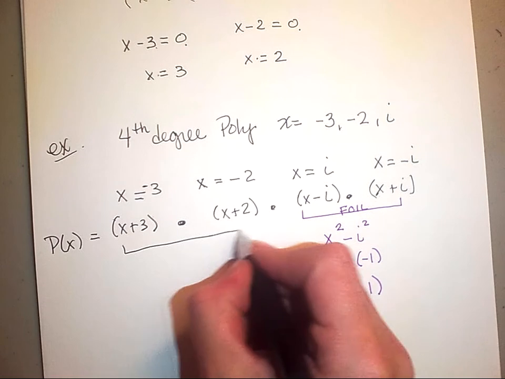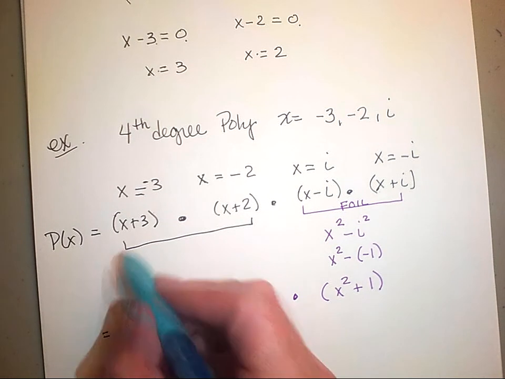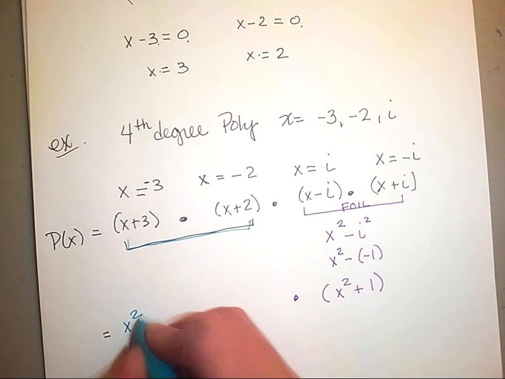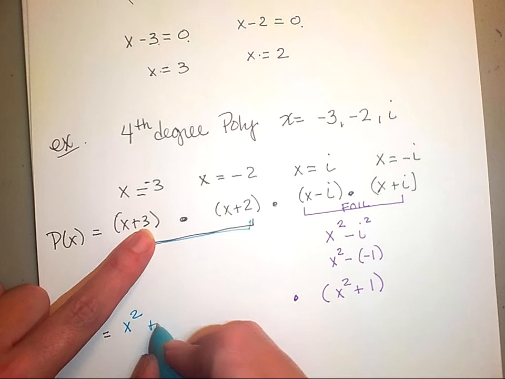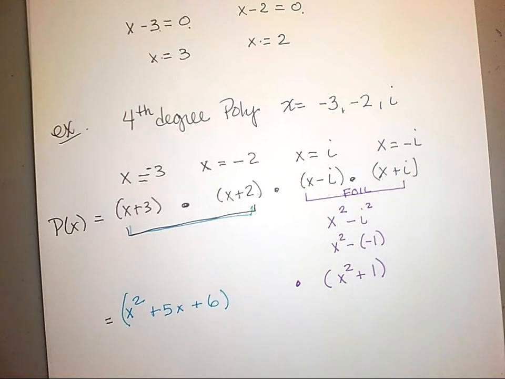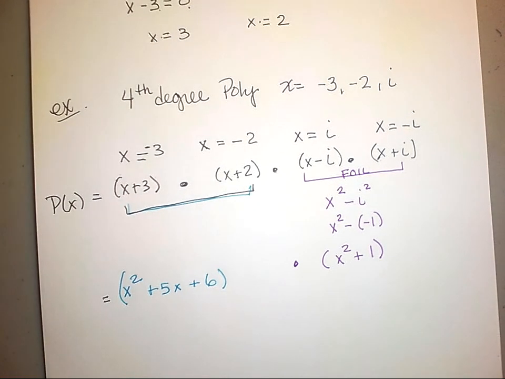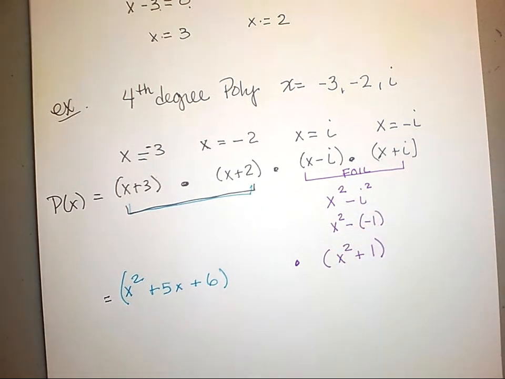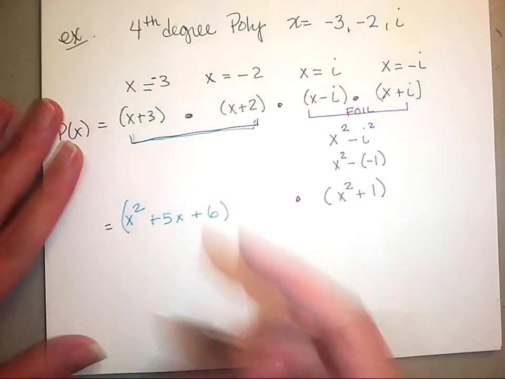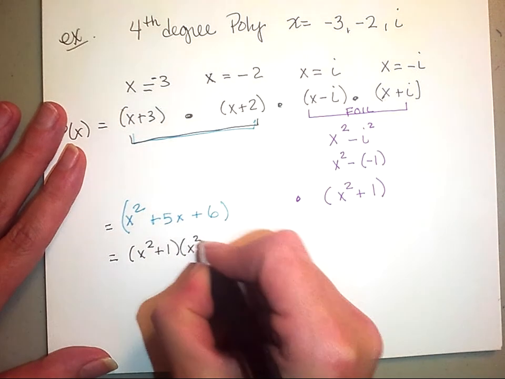Alright, now we still have to multiply by these two. So let's see what happens when we multiply them together. Multiplying these two together, we'll get x squared plus 2x plus 3x, which is plus 5x, plus 6. And these have to be multiplied together. Let me rewrite this so it looks a little bit better. Let's commute these: x squared plus 1 and x squared plus 5x plus 6.